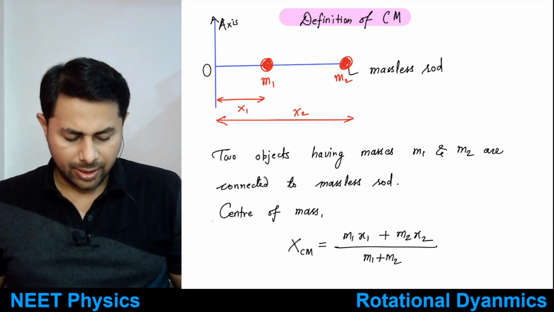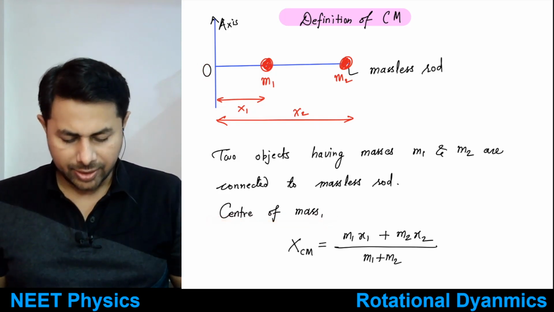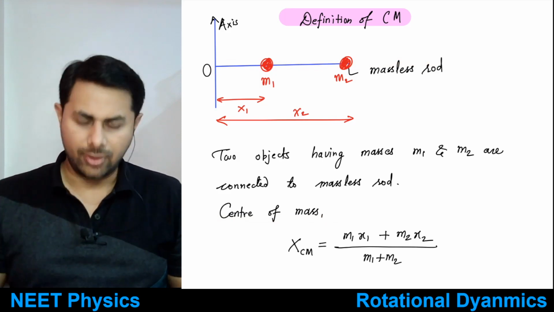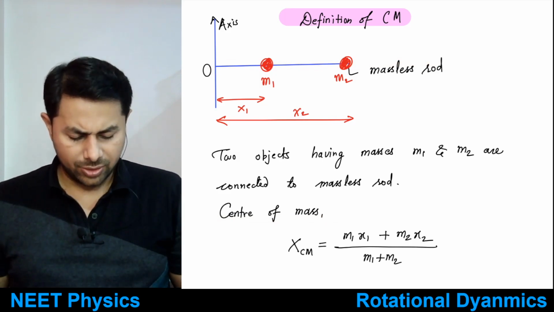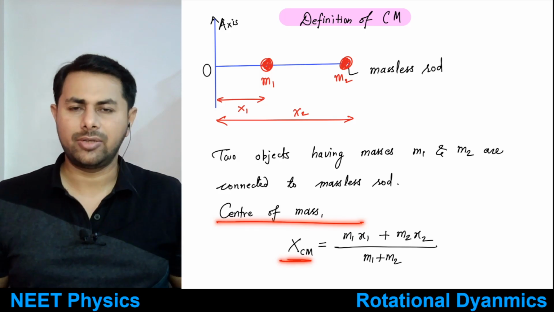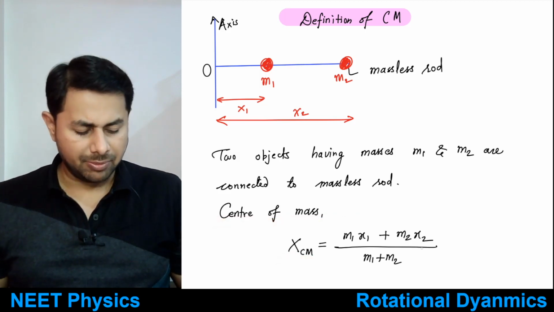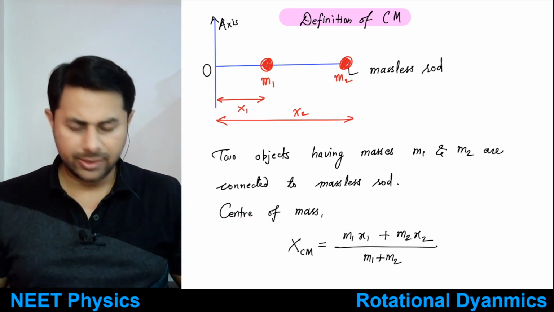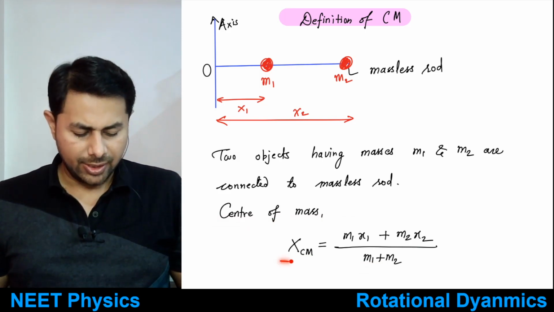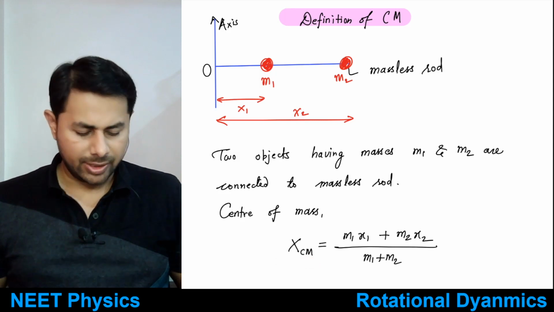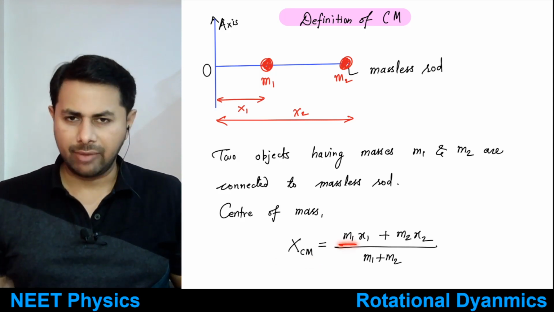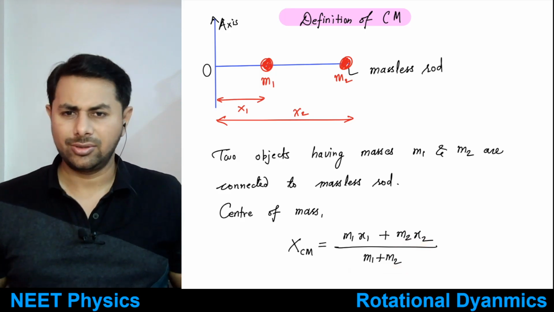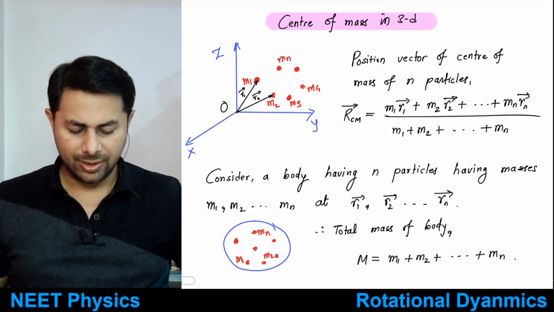Then the center of mass, because there is only one coordinate axis here on which these masses are kept, xcm is equal to m1 x1 plus m2 x2 divided by m1 plus m2. So if we have two masses, then the x coordinate of the center of mass would be m1 x1 plus m2 x2 divided by m1 plus m2. So this is very simple, right?